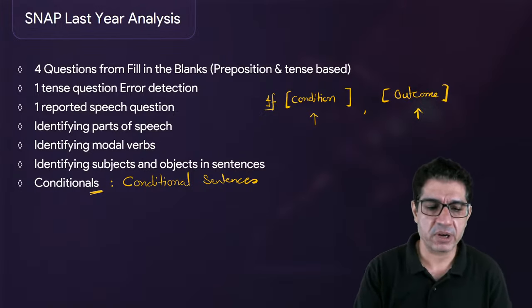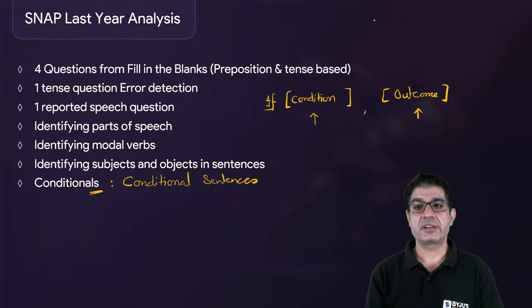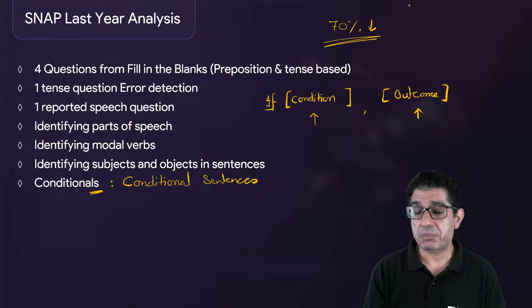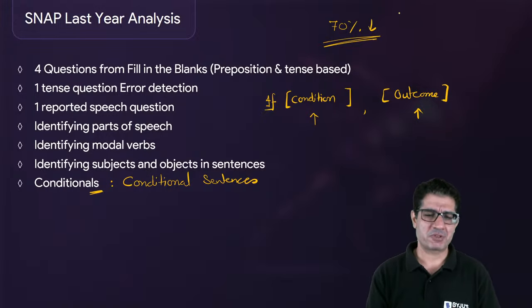Shardul, does the negative marking affect a lot? Shardul, it starts affecting a lot when your accuracy rate dips below 70%. As long as your overall accuracy is above 70%, preferably above 80%, it does not really make much of a difference. But the moment you go below that, you will have an issue.